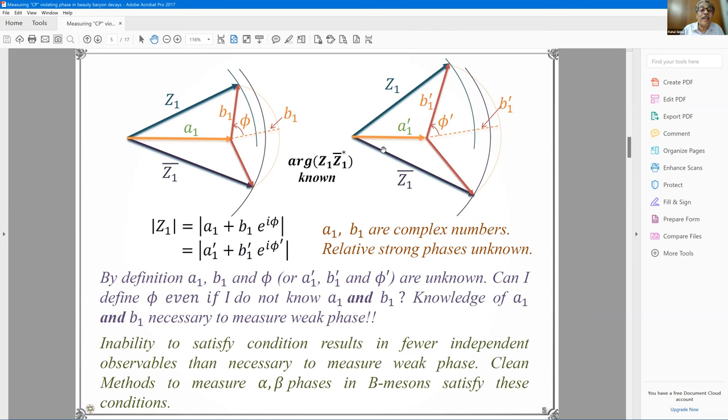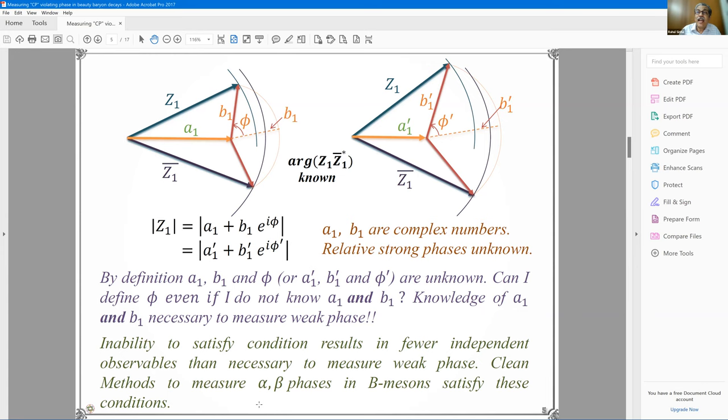However, if I have both my A and B fixed and the magnitudes of Z1 and Z1 bar, which I have measured, fixed, then I can in fact define the phase. Therefore, measurement of weak phases in baryons is a step more complicated, because you need to get both the amplitudes A and B. Inability to satisfy this condition results in fewer independent observables than necessary to measure weak phases, and the clean measurements of alpha, beta in B mesons satisfy these conditions.